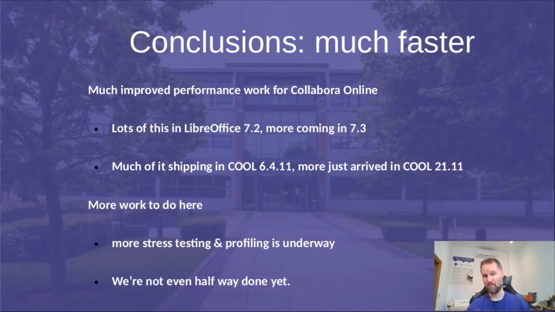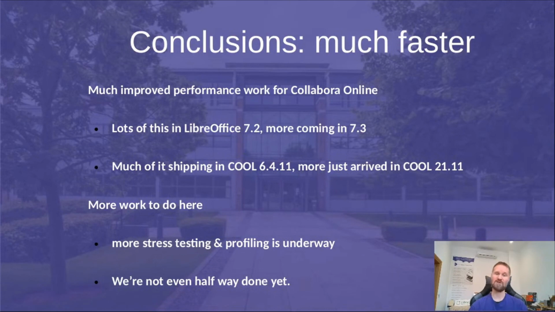So in conclusion, there's a huge amount of improvement. Lots of performance work has gone into Collabora Online for the latest release, which is 21.11. A whole load of that we backported because it was so obvious that we thought it was safe, in 6.4.11, and subsequent versions. Lots of the core work is already in LibreOffice 7.2. A whole load of it is about to ship or shipping in 7.3, and there's more coming in master. So helping all of LibreOffice desktop users as well around that LibreOffice Technology core.